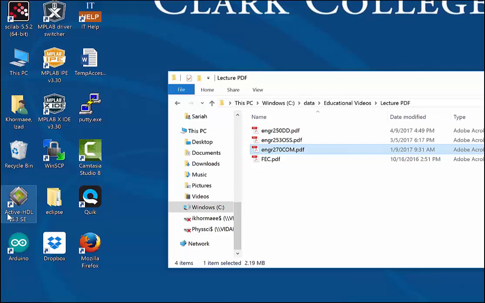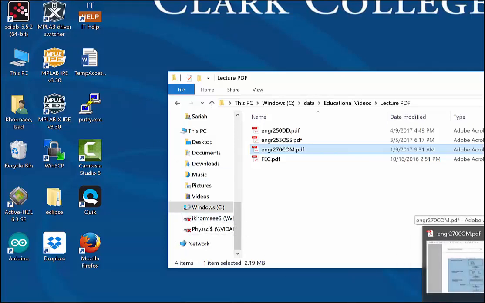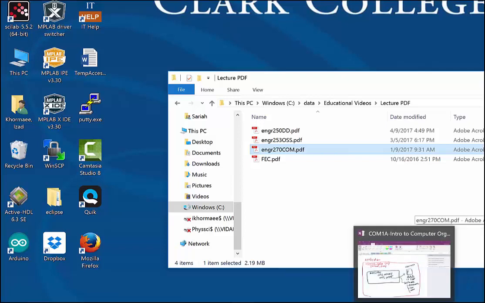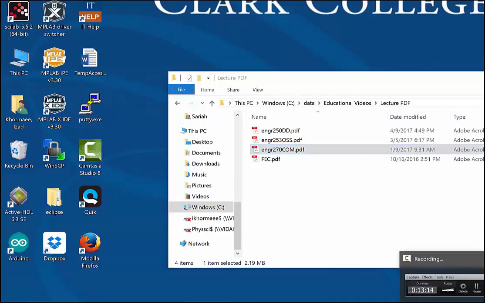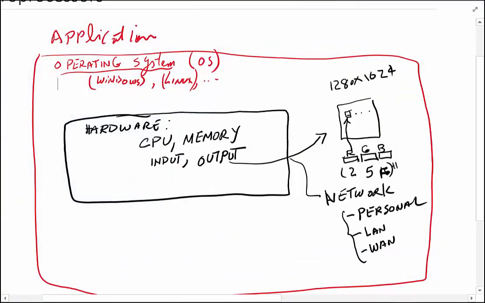ActiveHDL, which you're familiar with, hopefully. That's if you've got an FPGA or some other thing you want to program or build your hardware by describing your hardware. Scilab, which is a MATLAB lookalike. Skype. These are kind of applications which sit on top of the whole thing. So let's go ahead and go back to the notes. So that's pretty much the computer.